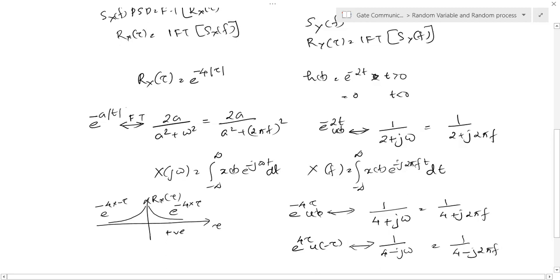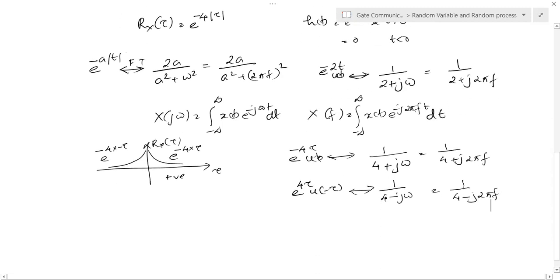If you combine these two, you can write e raised to minus 4 modulus of tau. You can combine these two results: 1 by 4 plus j omega plus 1 by 4 minus j omega, because we need to apply the linearity property. After simplification, you get 8 divided by 4 square plus omega square.